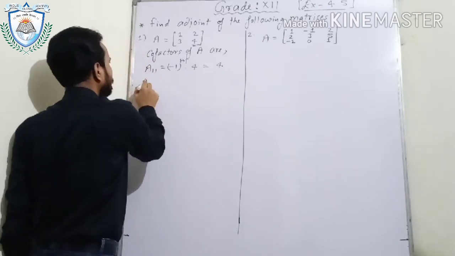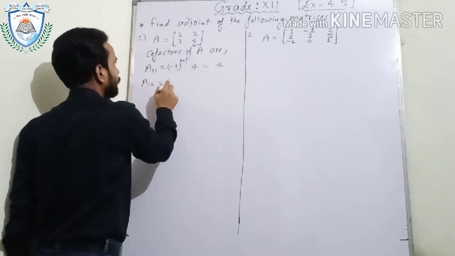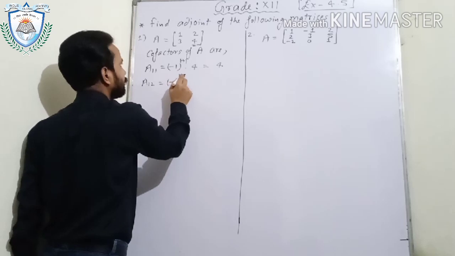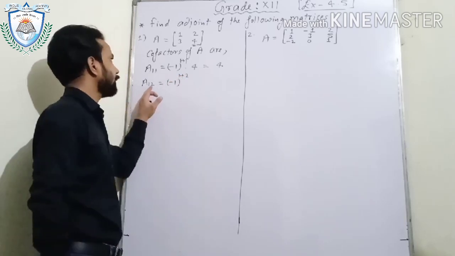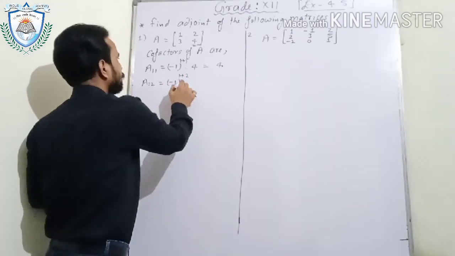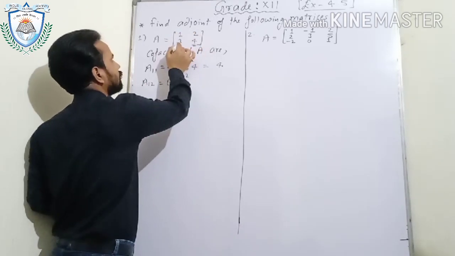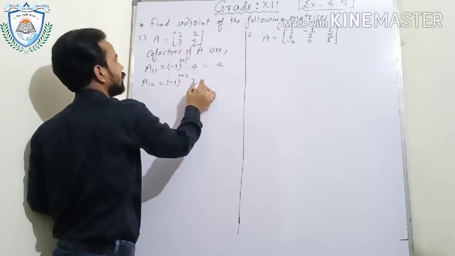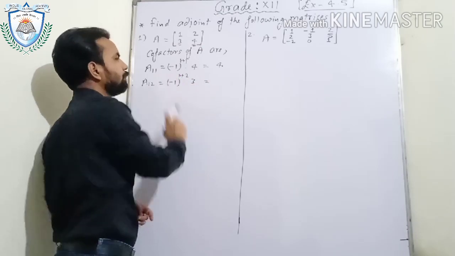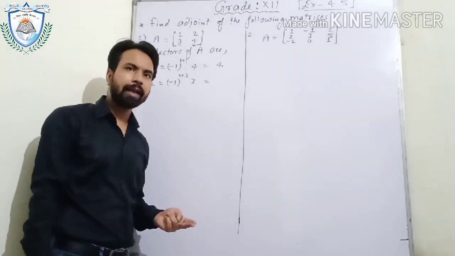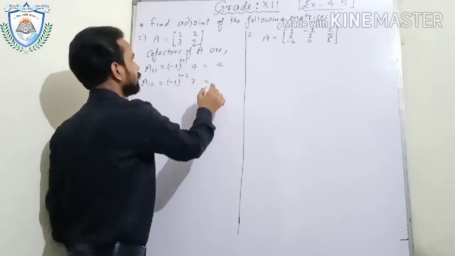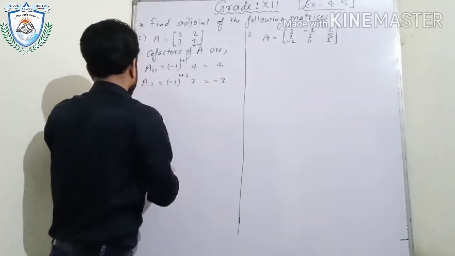Now we have to find A12. It will be minus 1 to the power 1 plus 2, because i is 1 and j is 2, into the element left when we hide the first row and second column. So 3 is there. Minus 1 to the power 3 is negative 1, so negative 1 into 3 is minus 3.